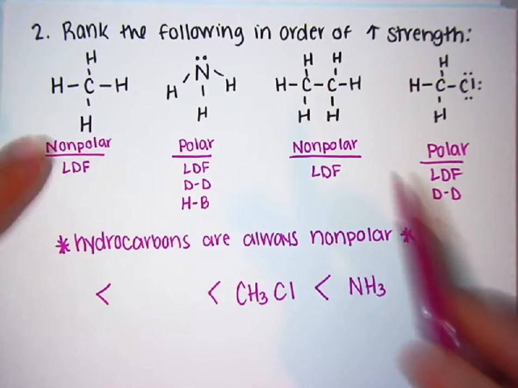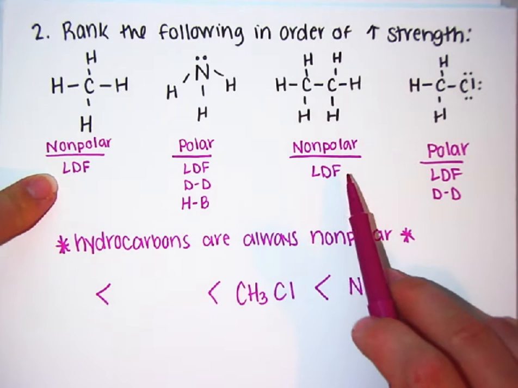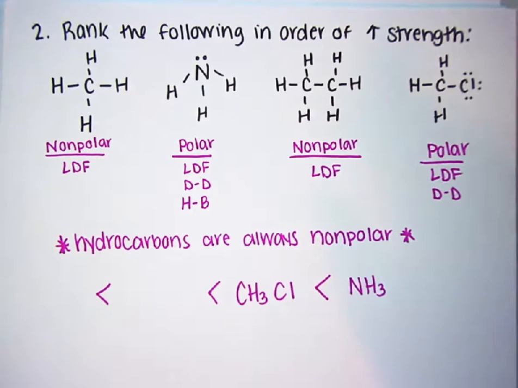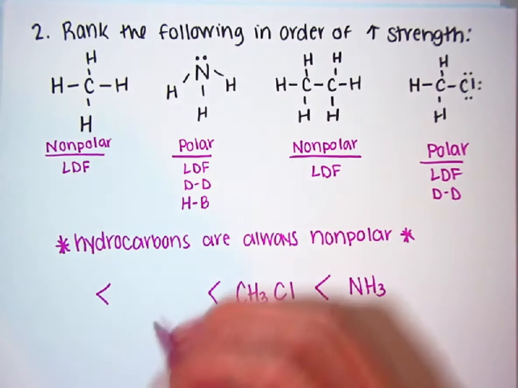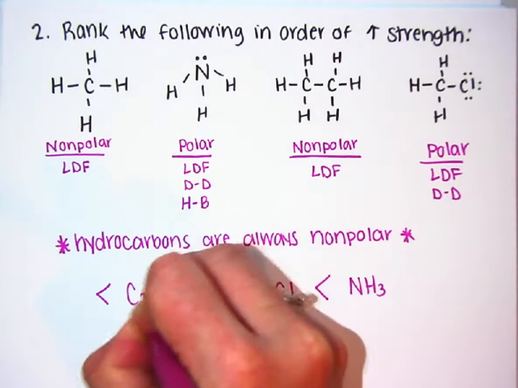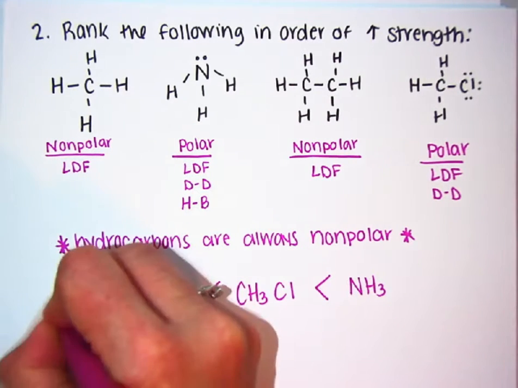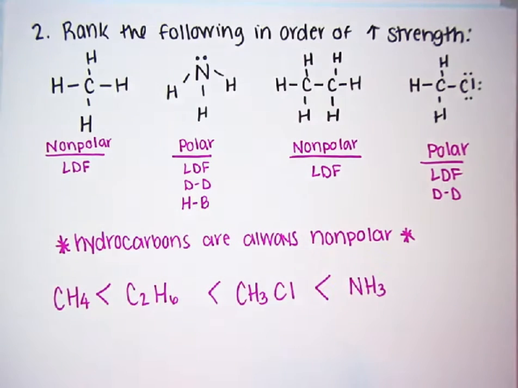Alright, so what we have left are the two molecules that have London dispersion forces acting on them. Remember we said that as the size increases, the strength increases as well. Ethane is larger than methane, so that means it is going to be stronger. The more electrons we have, the more dipoles we can induce, the stronger that attraction is going to be.